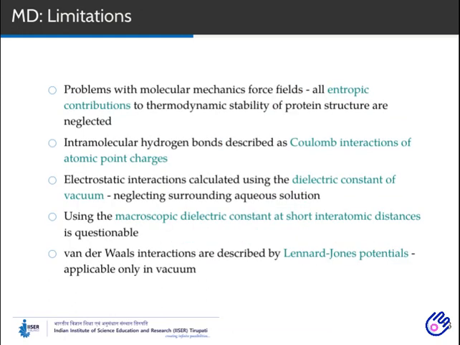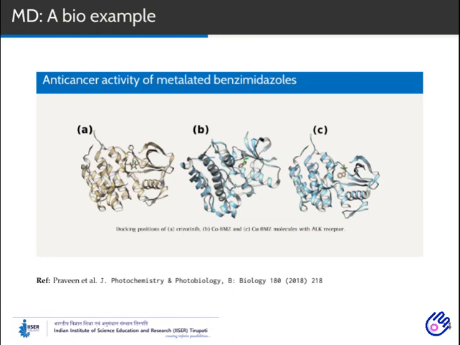These are some potential limitations of the molecular dynamics method. Due to the limitations of the force field, often entropy contribution and intermolecular hydrogen bonds are neglected. So it is hard to predict stability or microscopic properties using MD. Also, usage of macroscopic dielectric constant at short interatomic distance is questionable. One major flaw is that MD describes van der Waals interaction as Lennard-Jones potential, which literally limits its usage to soft systems. Before finishing this section, let's see a research publication on molecular dynamics which we published.